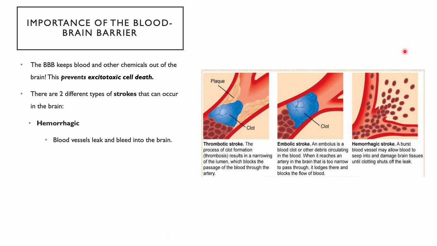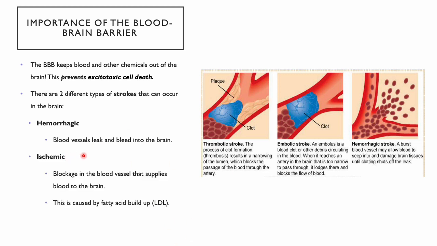One is a hemorrhagic stroke shown here, where a blood vessel can leak and bleed into the brain. This is usually caused from a burst blood vessel. And so this will allow blood to get into the brain, which is going to cause overexcitation from certain properties in the blood. An ischemic stroke is different because this is from blockage in the blood vessel that supplies blood to the brain. As you can see, if there's plaque buildup from cholesterol like LDL, this can unfortunately clog the blood vessels and block blood being supplied to the brain.